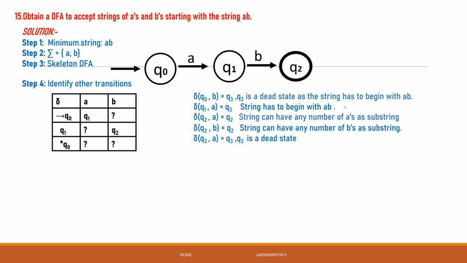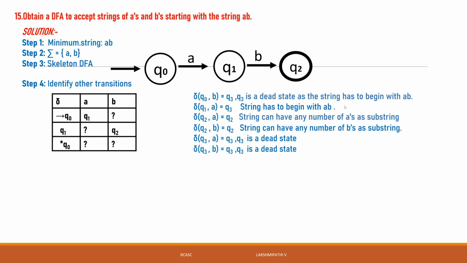q2 of a is equal to q2, q2 of b is equal to q2 only. The string can have any number of a's. Then once again we can take the dead state also. Assuming the dead state q3, q3 of a is equal to q3, because it is the dead state. If we give anything, it will be the same, nothing will be changed in that machine. That is why q3 of a is equal to q3 only.